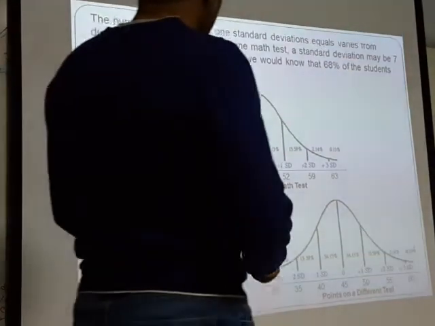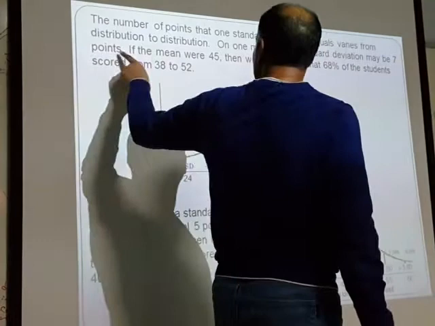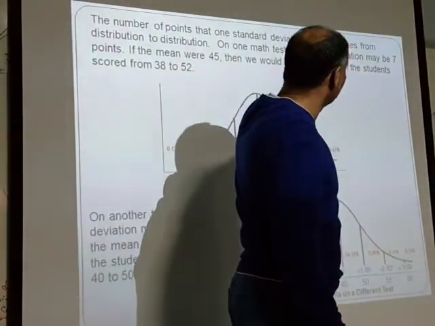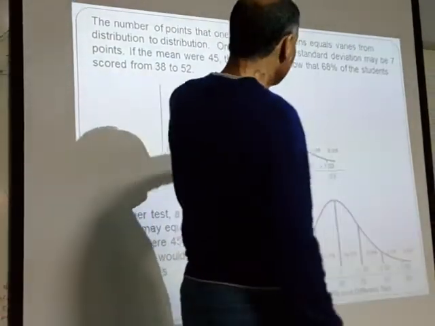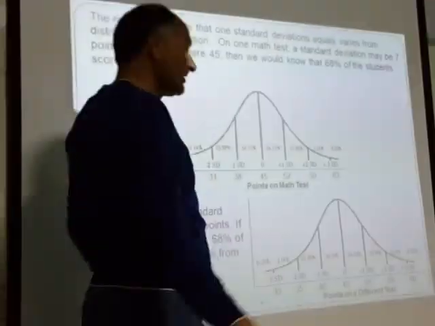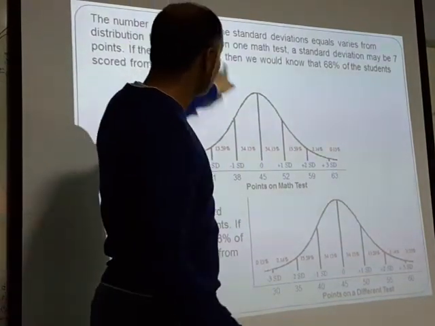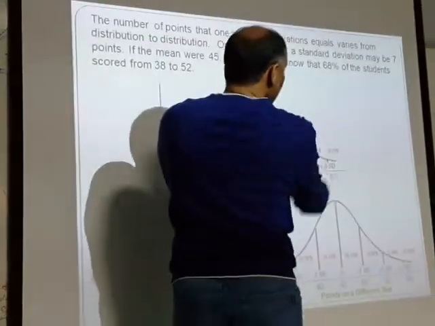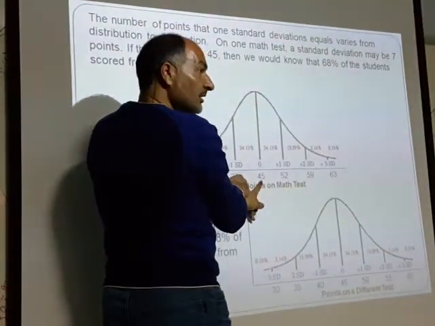So this was the score I was talking about. On one math test, the standard deviation is 7 points. If the mean is 45, then we know 68% of the data lies within one standard deviation. How? You add the 7, because it's 1 standard deviation. If it's 2 standard deviations, then 2 times 7, on the plus side and on the minus side. So the mean is 45, add 7 for one standard deviation: the top end is 52, the lower end is 38.